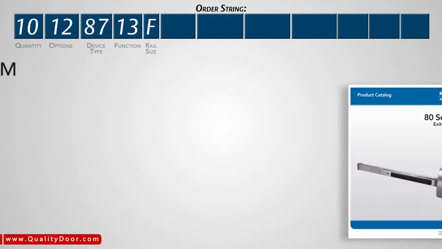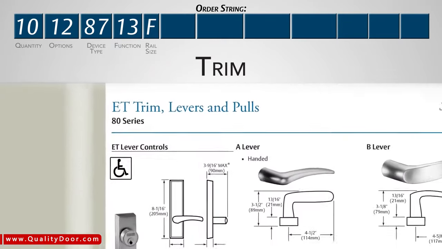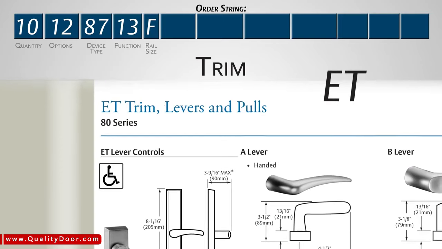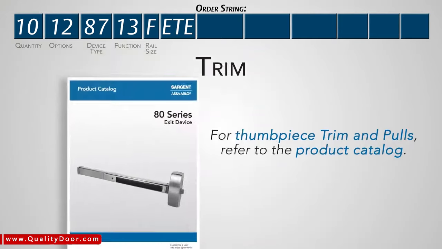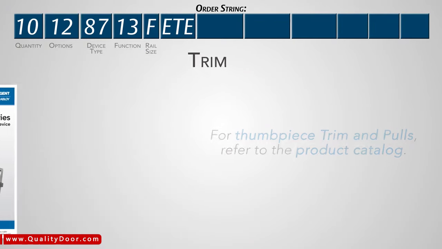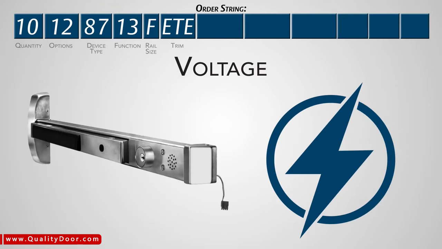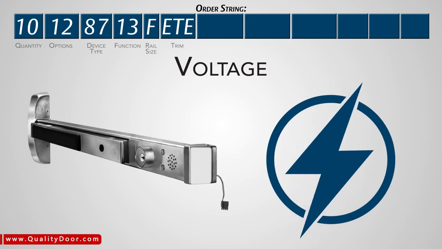Then we'll specify the trim style for our exit devices. For ET exit trim, specify ET followed by the lever design. We'll select the E lever by entering ETE in the trim field here. For thumb piece trim and pulls, refer to the catalog for the appropriate codes. If your project requires electrified devices, you'll need to specify the correct voltage needed here. Since our example involves mechanical devices, we'll simply skip this item in the order string.